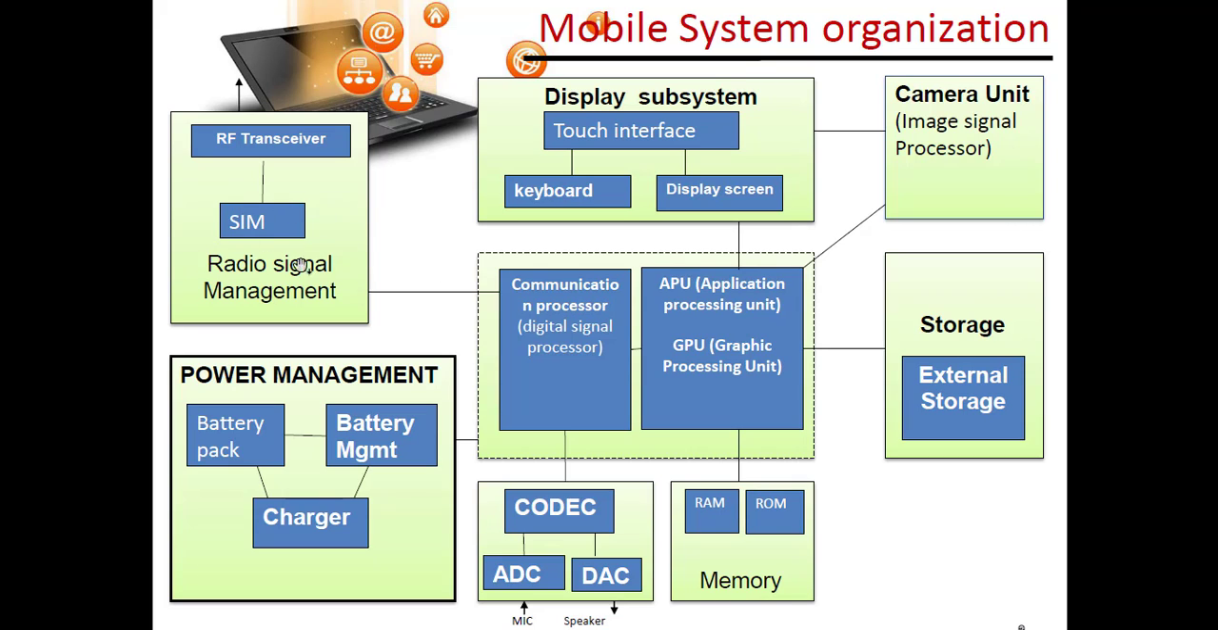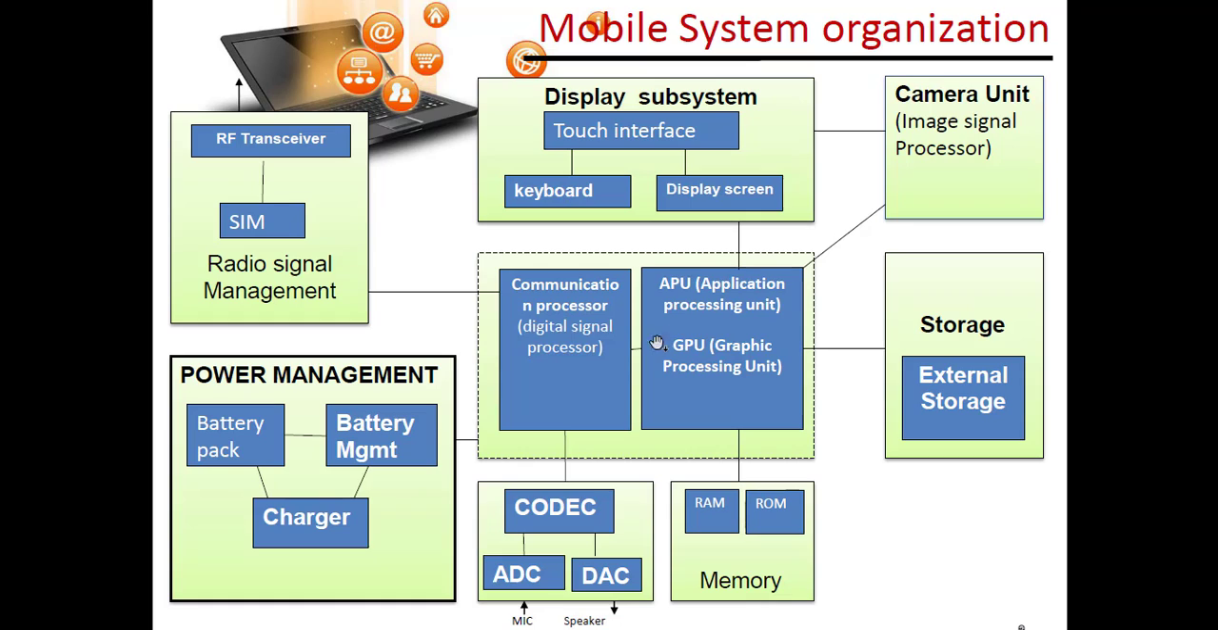And we need a SIM card. Without a SIM card we can't make a call, we can't receive a call. So the SIM card is an important module of this radio signal management. So we have the transceiver and a SIM card. They are connected to the communication processor.